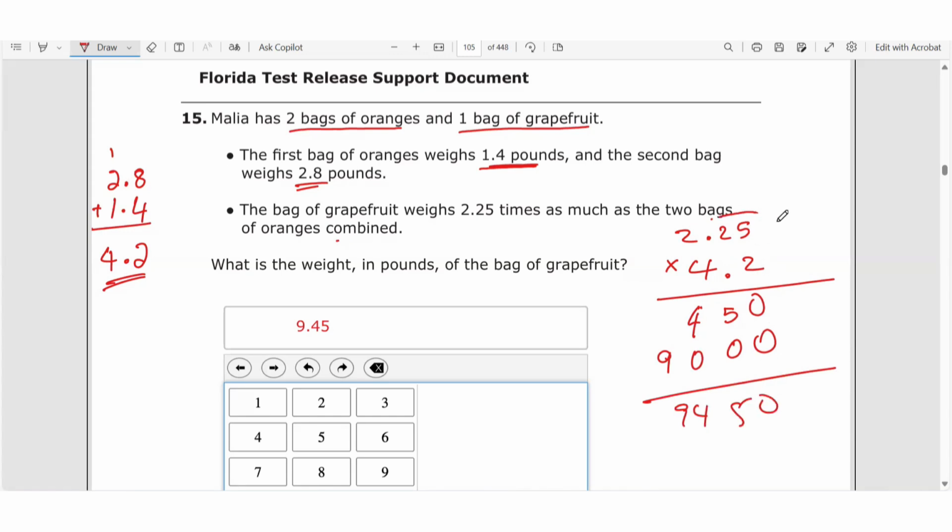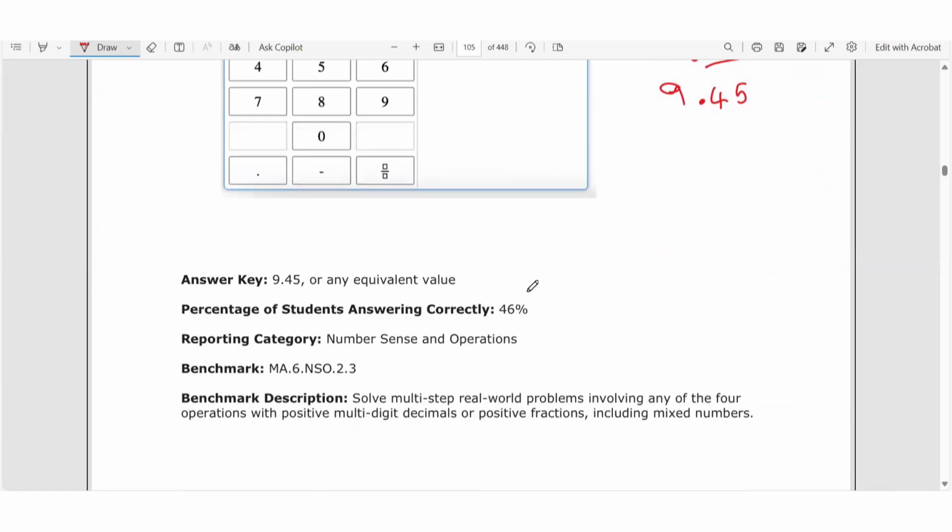But there are three digits behind the point. So we're going to make sure that there's three digits behind the point here. 1 2 3. So the answer we're looking for is 9.45 pounds. You would have plugged that in the system and go, right? So it's quite a little bit of reasoning, but you just take your time and work your way through it.